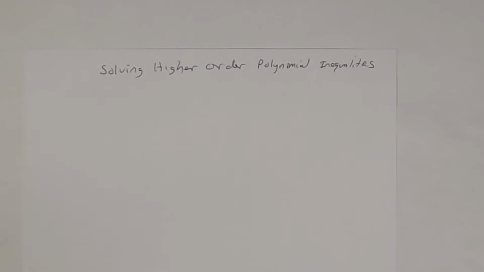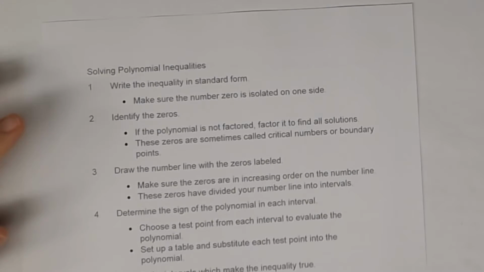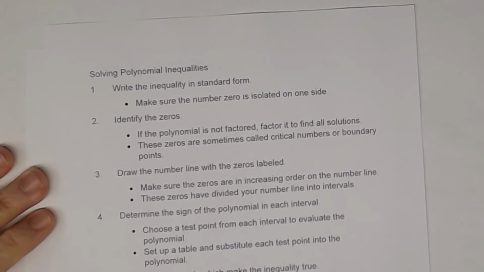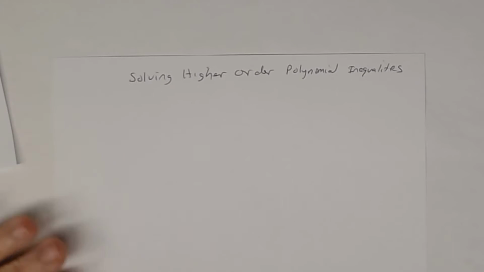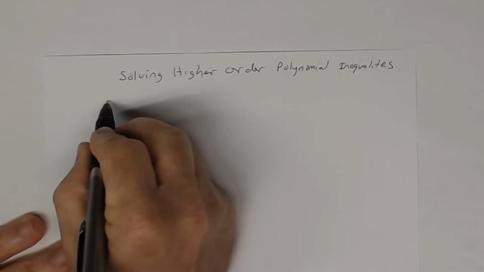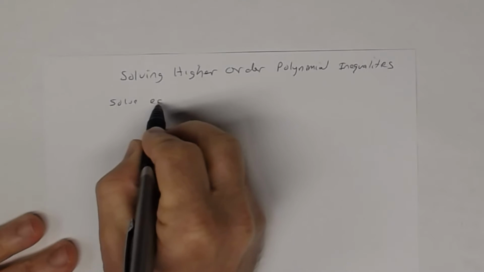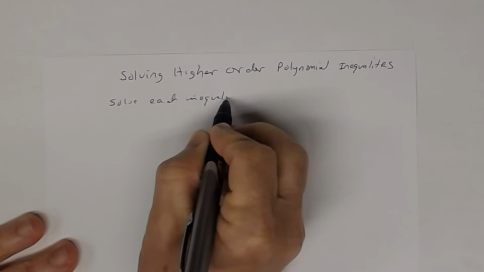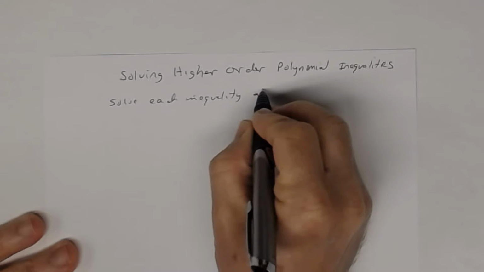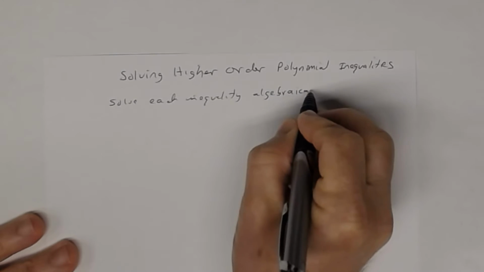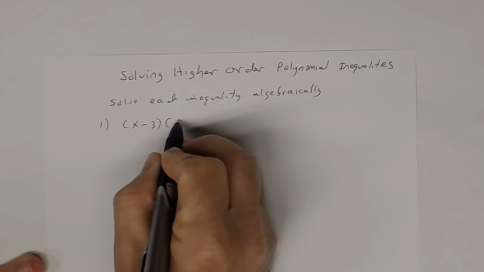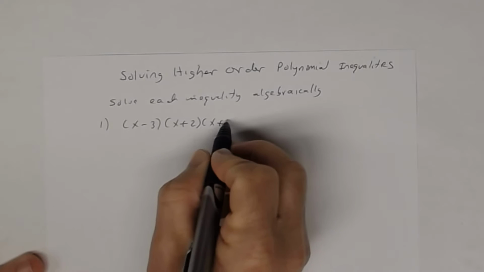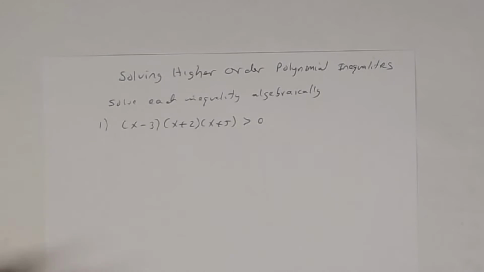So let's go ahead and look at some examples dealing with this. And again, we're going to use this process just like we did when we solved those quadratic inequalities. So let's do number 1. Let's suppose in number 1 that we had this problem. The directions will say something like solve each inequality, and probably it will say solve each inequality algebraically. Okay, so number 1, we have x minus 3 times x plus 2 times x plus 5 is greater than 0.